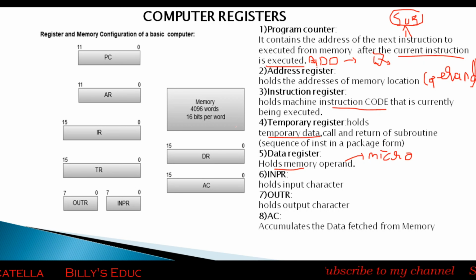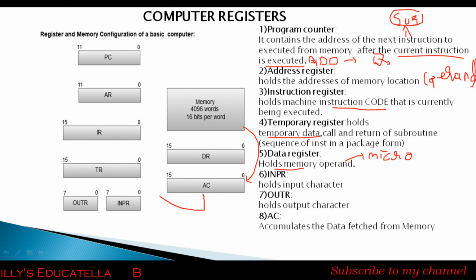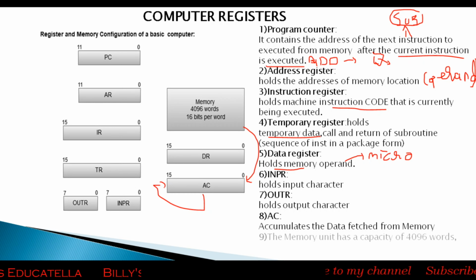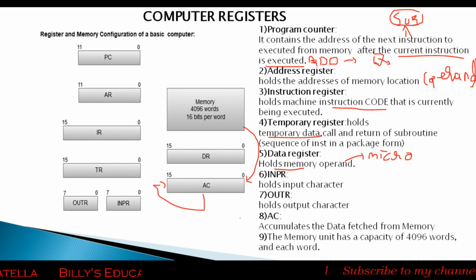And coming to the accumulator, it accumulates the data fetched from the memory. The data is fetched from the memory and shifted to the accumulator, and the result is also stored in this accumulator only. And coming to the memory, the memory unit consists of 4096 words, and each word is of 16 bits. So 4096 into 16 bits.